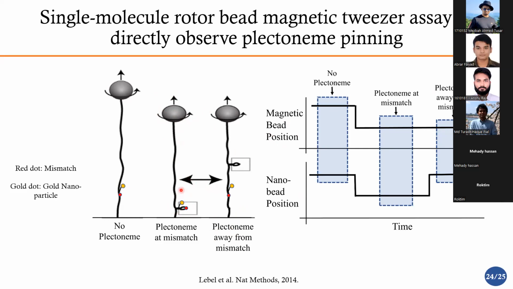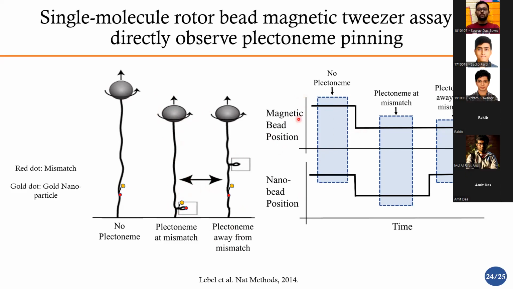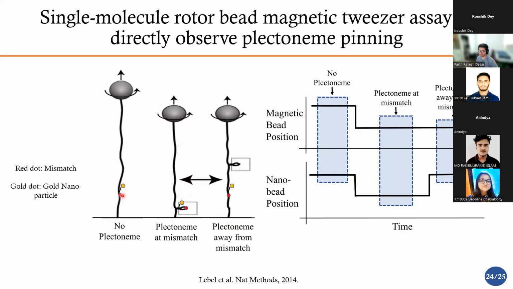Over here the results would look somewhat like this: when the plectoneme isn't formed, the gold nanoparticle and the mismatch are at a certain DNA extension, and when the plectoneme is at the mismatch, you see a decrease in the DNA extension of the magnetic particle because the DNA is shorter now. But if the plectoneme is at the mismatch, you can see the motion of the gold particle also. So you would observe motion of both the magnetic and the gold particle if the plectoneme is pinned at the mismatch. But if the plectoneme is away from the mismatch, you would observe motion of the magnetic particle, but not of the gold particle. And this is a way we can directly test our simulation results.